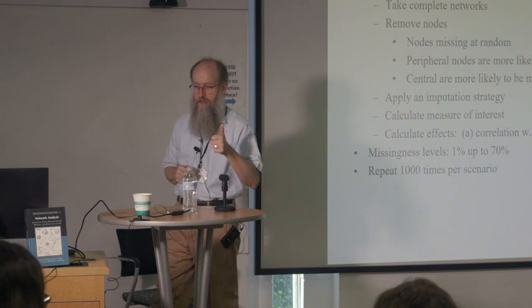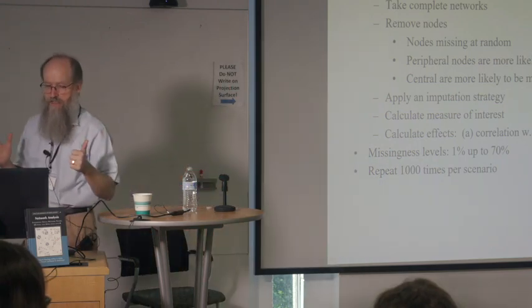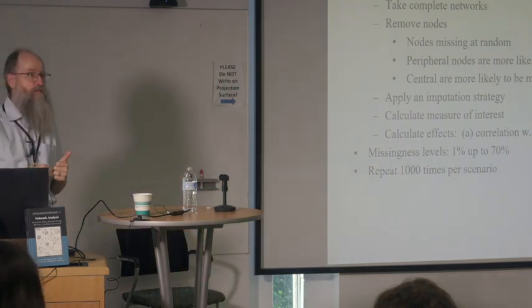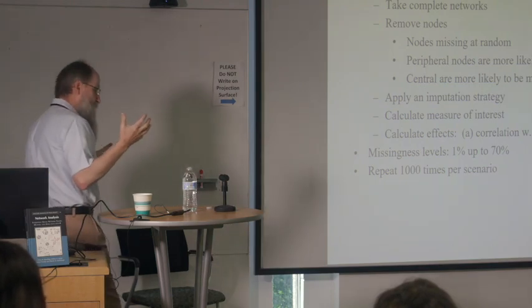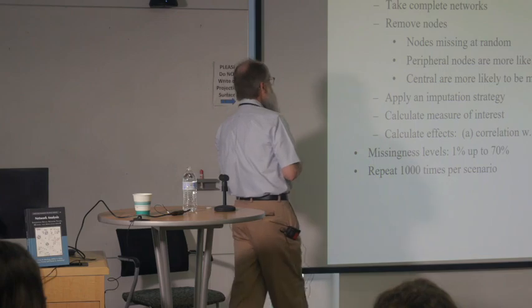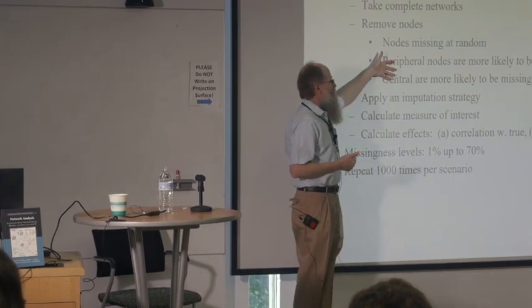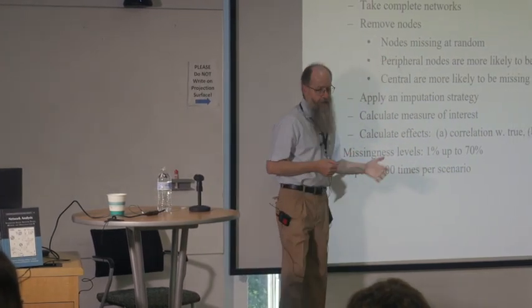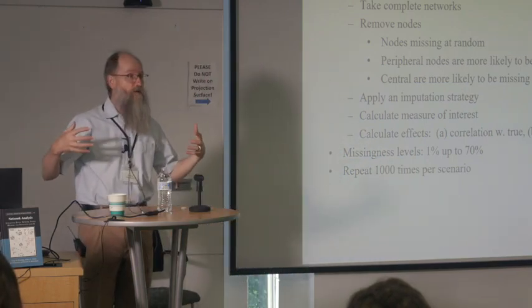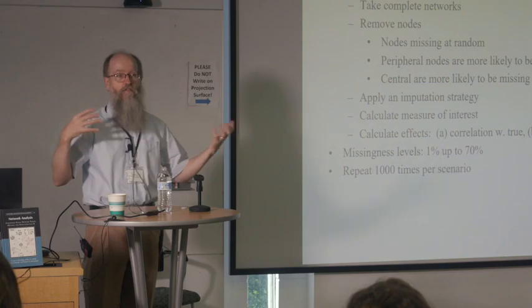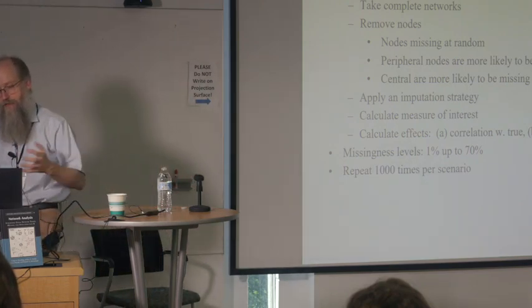First, we're going to do the obvious thing that's done in all the standard missing data literature, which is to assume missing at random. That's your best hope. So if the world is missing at random, what happens? Then we're going to be a little more realistic and say, let's assume that missing data is driven by either peripheral nodes who aren't engaged and they quit, or central nodes who are too busy. Either of those things could be a possibility, and we'll ask about that.